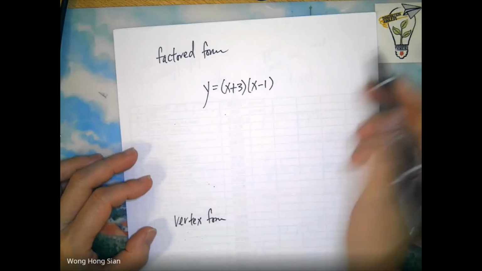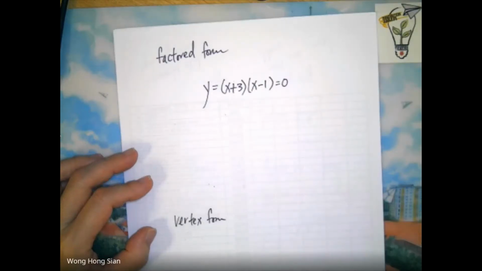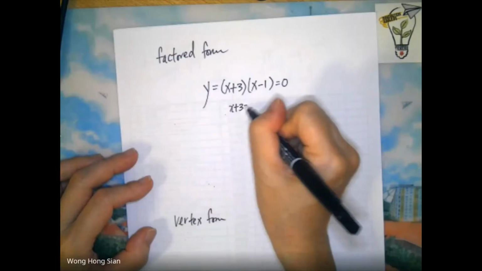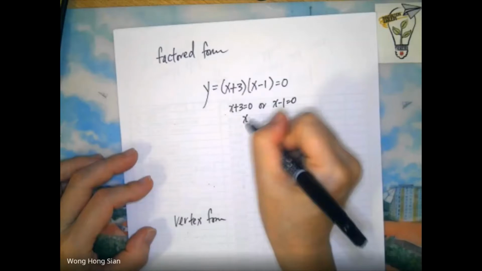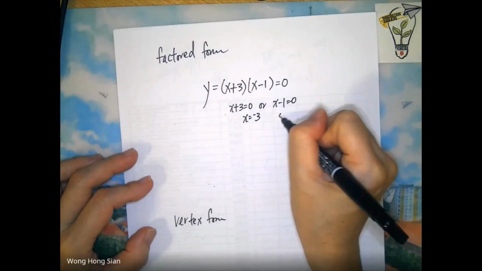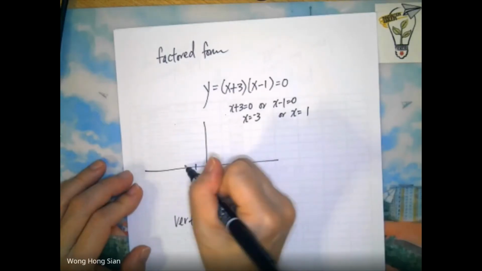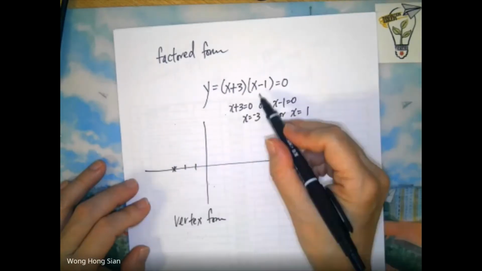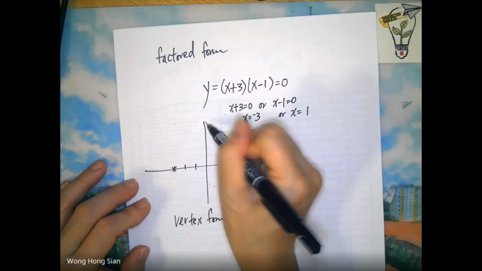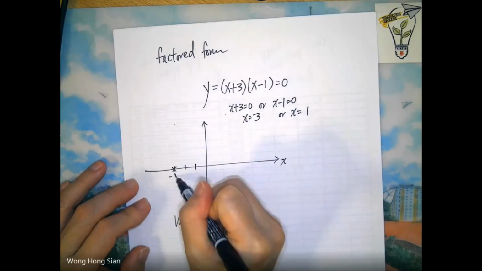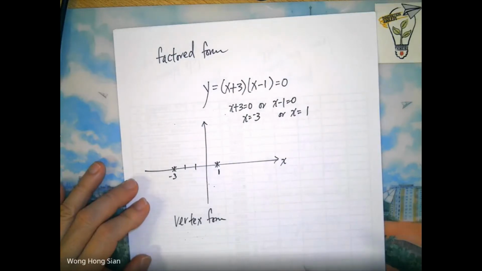For example, if you put this equal to 0, you can see that x plus 3 is 0 or x minus 1 is 0. So your x is negative 3 or your x is equal to 1, which means if you were to do a simple sketch, the points at y equals 0, which is the x-axis, are at x equals negative 3 and at 1. So you have these 2 points of the graph already.